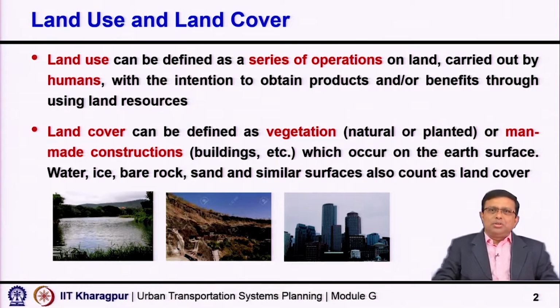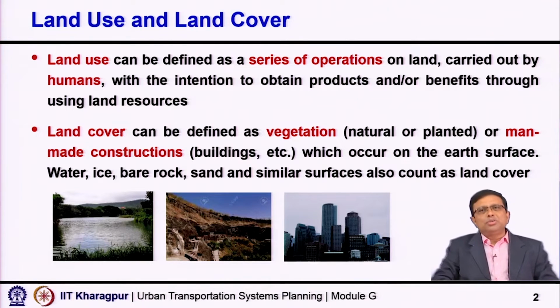As we are using the terminology land use, let us first understand what land use is. Land use can be defined as a series of operations on land which are carried out by humans. We carry out these operations with the intention to obtain products and/or benefits through using the land resource. That means there is a land resource available, and how we use this land for various purposes, either to obtain a product or to derive some benefit out of it, is the basis for defining land use.